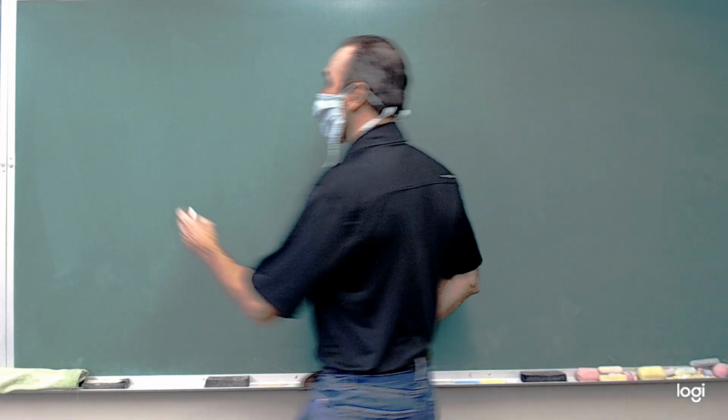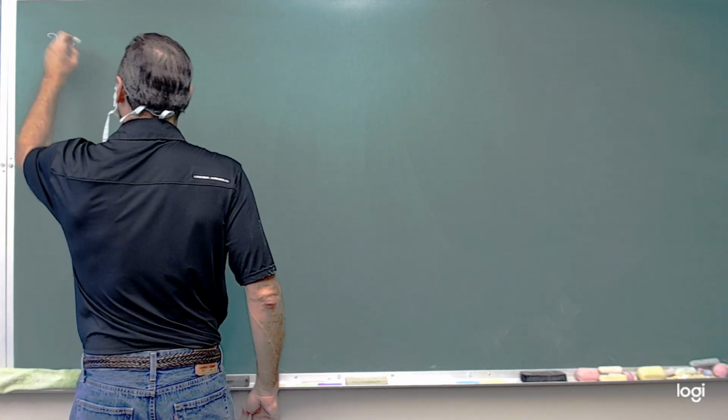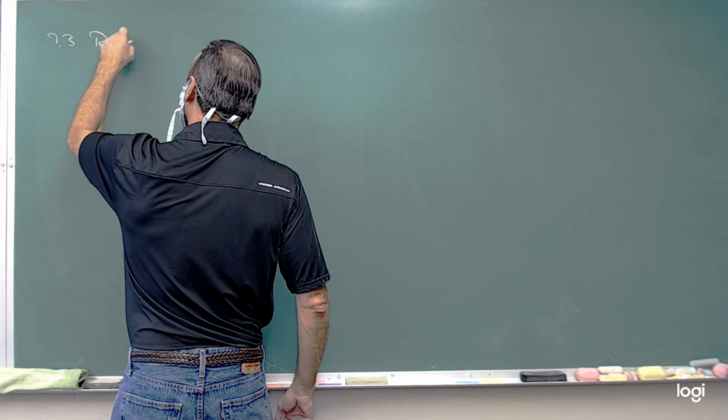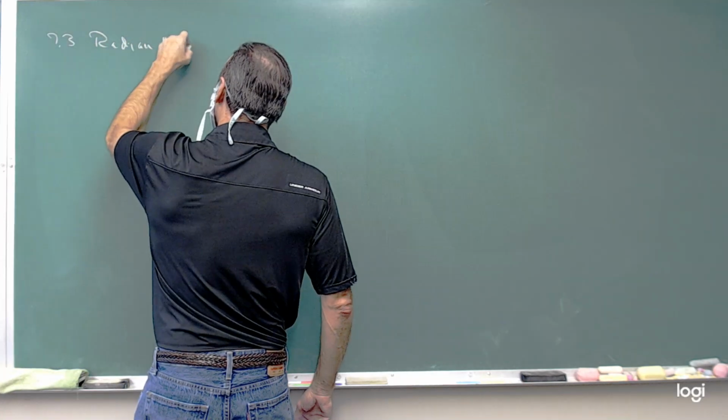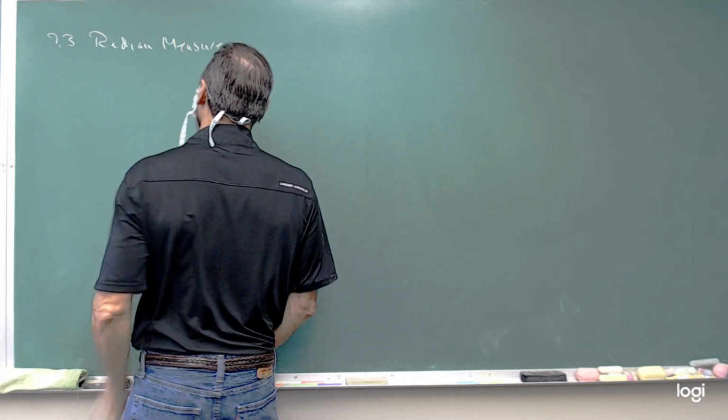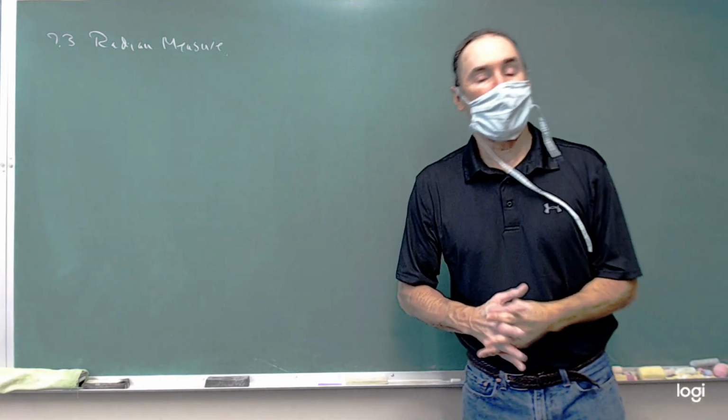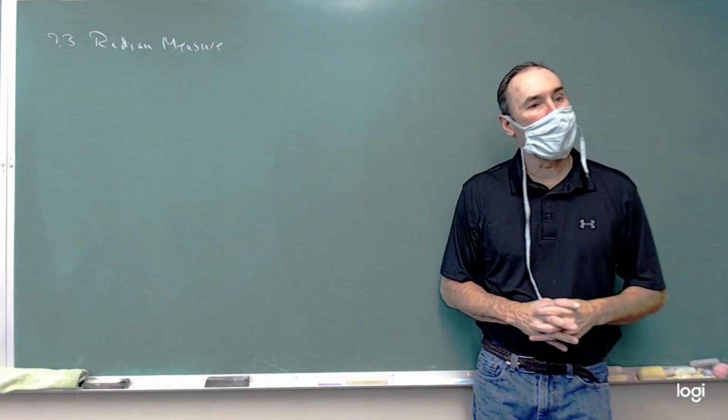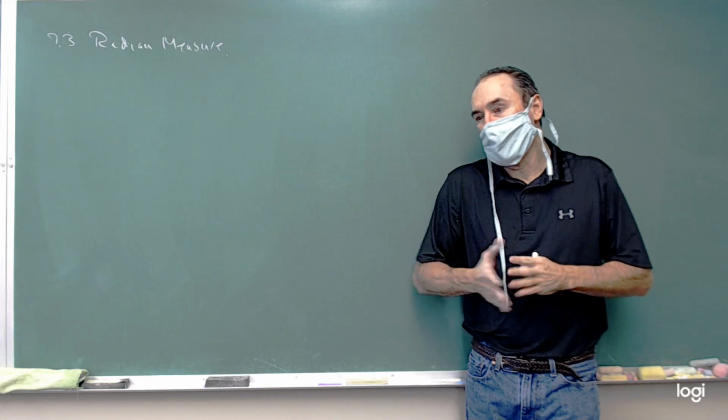So what we're going to talk about today is 7.3 in our book, and this is known as Radian Measure. So this is a completely different way of understanding and defining how we deal with angles.